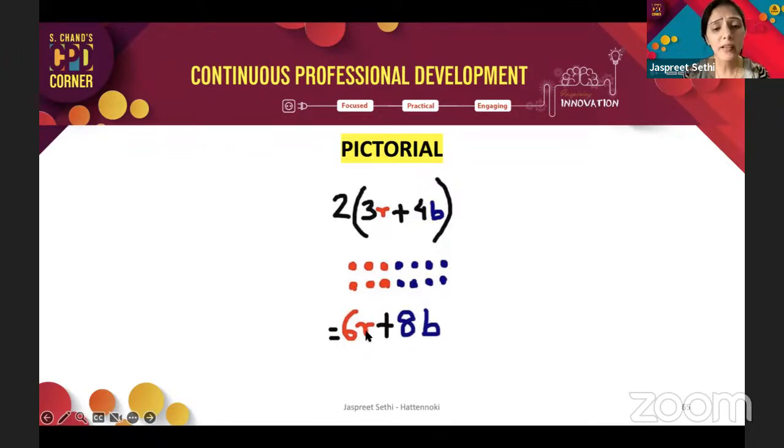And I can't combine it. These are unlike terms. I cannot write this as 14RB or something, where all those common misconceptions and myths that our students have sometimes. Looking at this, they can clearly see it. Yes, they may be 14 and all, but I have 6 red and 8 blue. There's no way I can combine this and write it as one color.